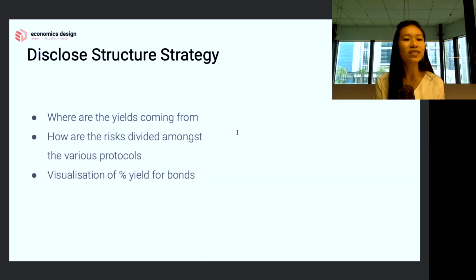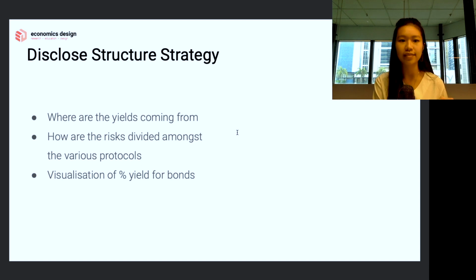Suggestion number 2 is to disclose the structure and strategy. That's something that I still have no idea about, and I was speaking to Tyler about it. I think they're still creating the product. Right now they raise funds from everyone, and then they're going to create the different financial products available with the high risk, low risk that I was mentioning.